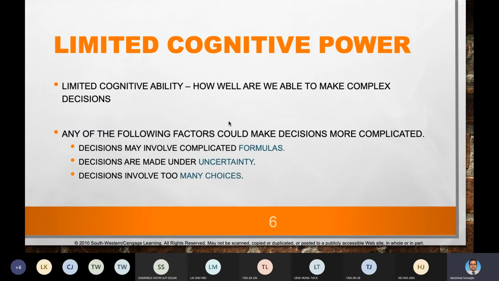Decisions are made under uncertainty. If you are uncertain about what is going to happen in the future, say you want to buy a car, but you are uncertain whether the government next year will reduce or eliminate the double taxes for cars in Malaysia. If you buy now, next year your car price may be slashed by half. So that is making a decision under uncertainty.